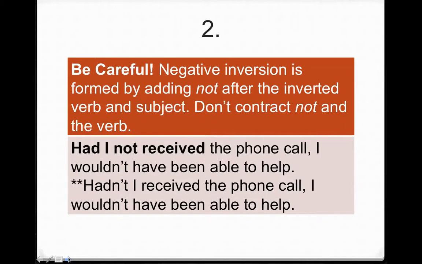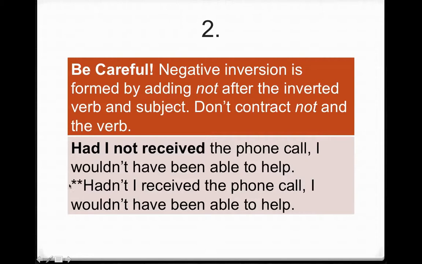Be careful, negative inversion is formed by adding not after the inverted verb and subject. Don't contract not and the verb. Okay, had I not received the phone call, I wouldn't have been able to help. And what this means is if I had not received the phone call, I wouldn't have been able to help.